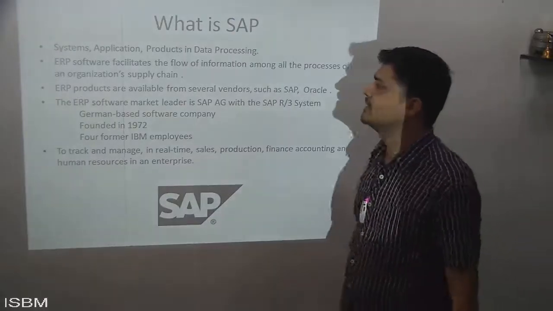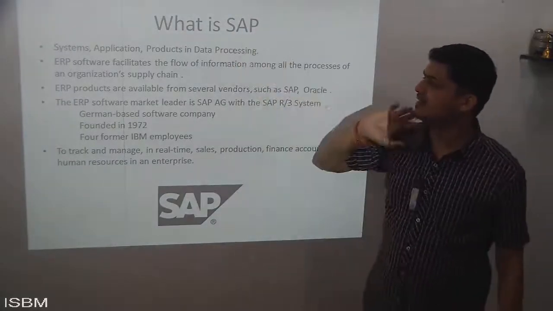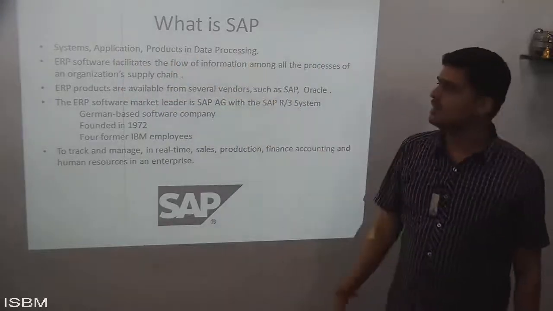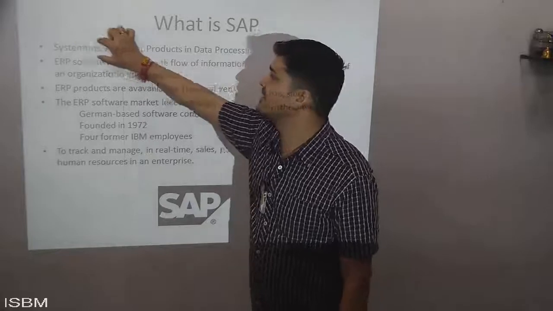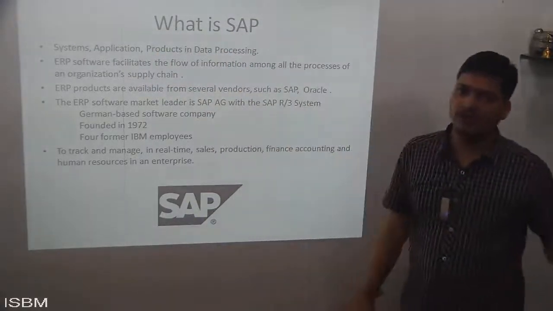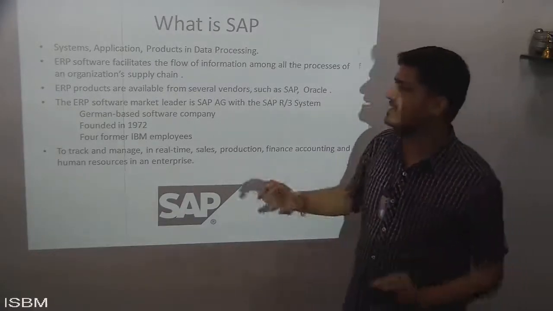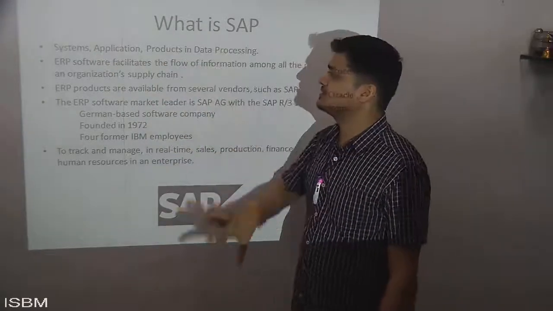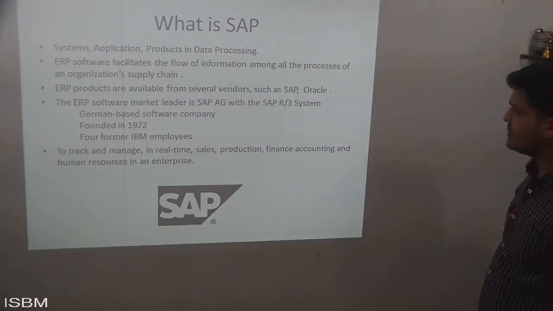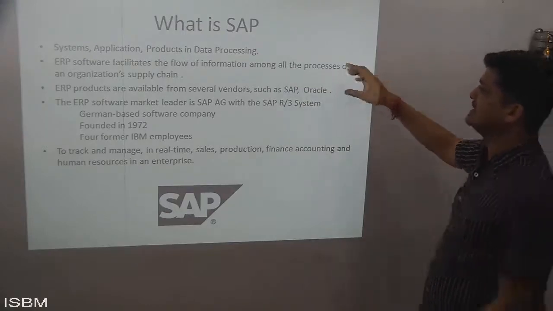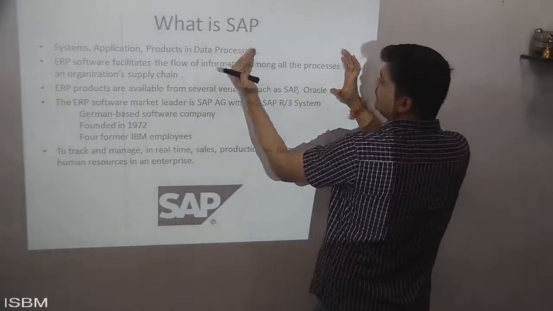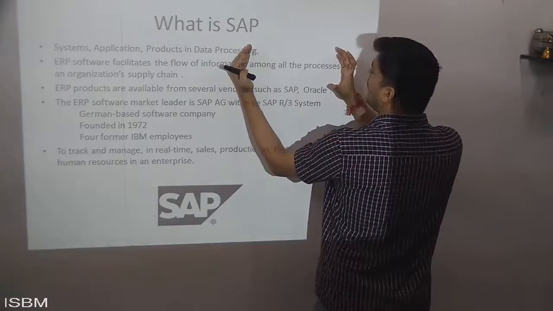So what about SAP? SAP stands for System Application and Products in Data Processing. This is the full form of SAP. Someone calls it something else, which is absolutely wrong. Don't call it that. This is SAP: System Application Product in Data Processing. Now, it is an ERP software that facilitates the flow of information among all the processes. This is the phrase I want to focus on over here: among all the processes.